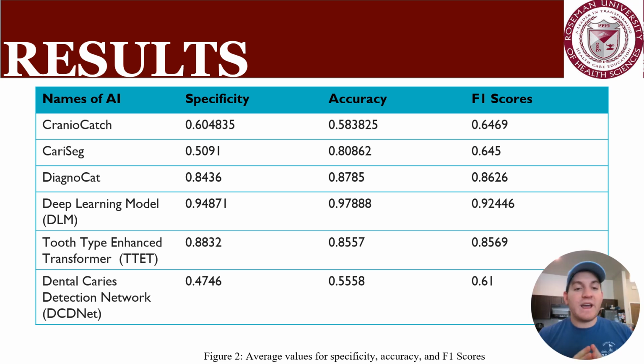We have the names of the AI, and then as you can see, some of the values, like for the deep learning model, we can see how high the specificity is, with 0.94, which is almost 94% pretty much. It had an average accuracy of 97%, and it had an average of 92% F1 scores with all the AI, with all the panoramic radiographs that were sent and recorded with the AI.